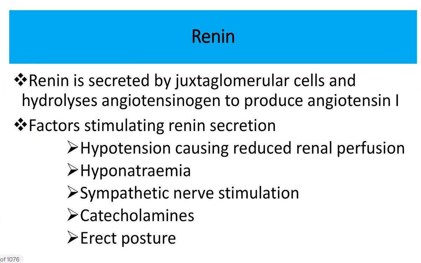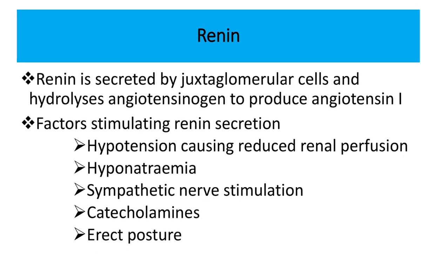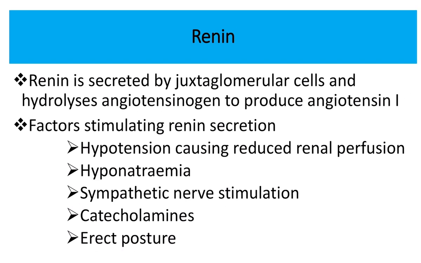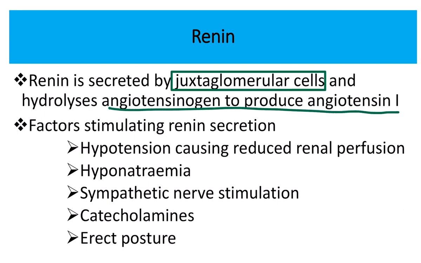First of all, let's see in short about renin. Renin is secreted from the juxtaglomerular cells of the kidney, and it hydrolyzes angiotensinogen to produce angiotensin 1. Angiotensin 1 is later converted into angiotensin 2, which is also responsible for secretion of aldosterone, and finally the renin-angiotensin-aldosterone system is activated.